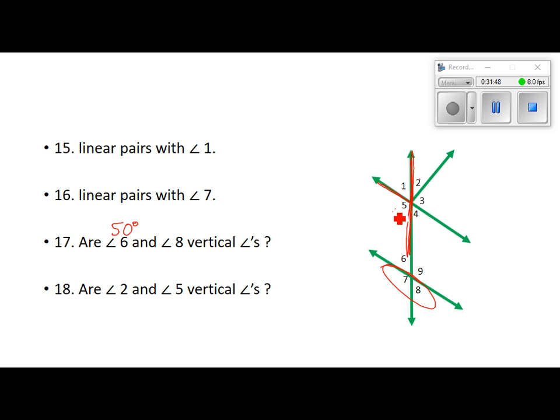It would be 1 and 3. If I made the opposite ray for this ray, it'd go down here, right? If I made the opposite ray for this ray, it'd go up here. So you see that blue angle? That's the one that's vertical to angle 5. So again, you have to use your imagination, sort of get rid of that. Erase the other ray.